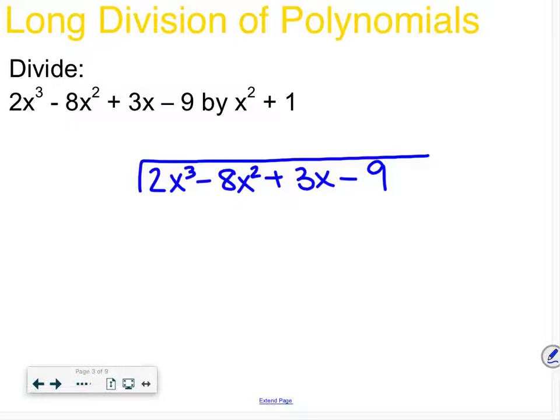Yes, you are. So, if you have any missing terms, it's important to put a 0 placeholder. Okay? Our dividend does not have any missing terms, but our divisor does. Not as important, but we might as well get the practice. I'm going to go ahead and put in a 0x here so we can be organized with our work. Okay? If there's a missing term, put a 0 placeholder in there.